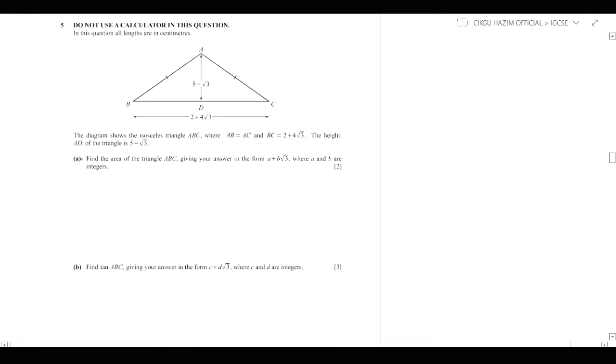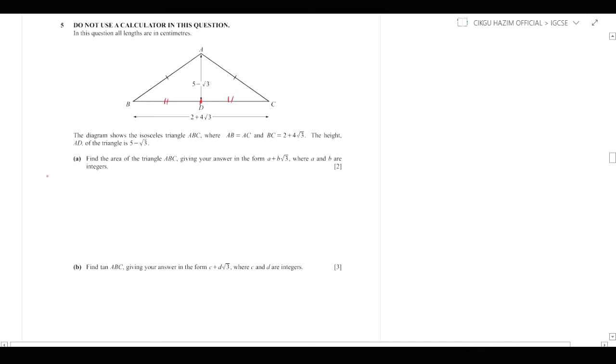The diagram below shows an isosceles triangle ABC, where AB and BC are the same length. That means D here is the midpoint of BC, so this is the same length as this, because we have an isosceles triangle and D is directly below A. BC is given by 2 plus 4 root 3, and the height AD of the triangle is 5 minus root 3. Find the area of the triangle, and give your answer in the form a plus b root 3.